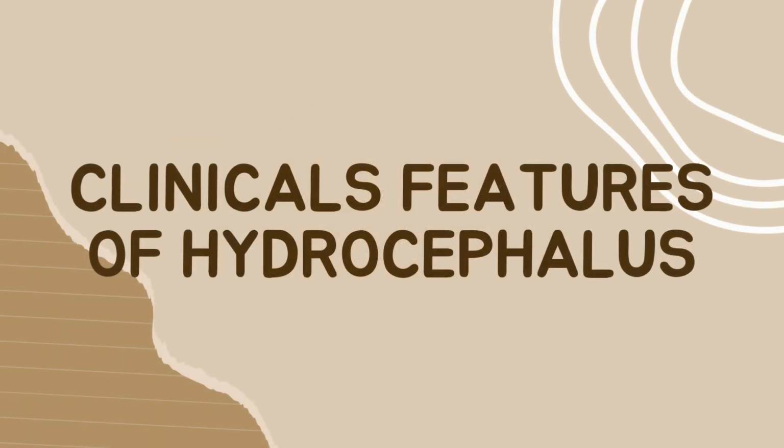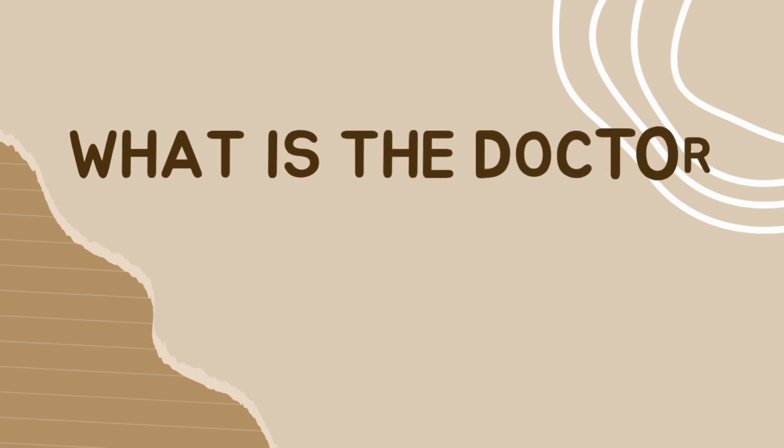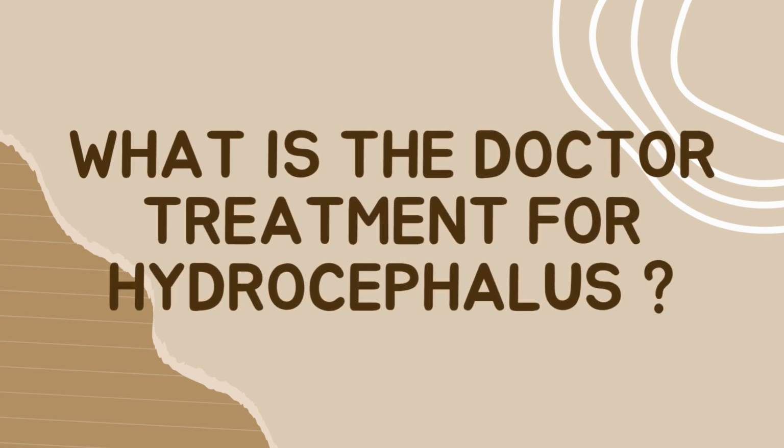Now, let's move on to the clinical features of hydrocephalus. First is the enlarged head size. Second is bulging of the fontanelle. Lastly, sunset eye sign. What is the doctor's treatment for hydrocephalus?